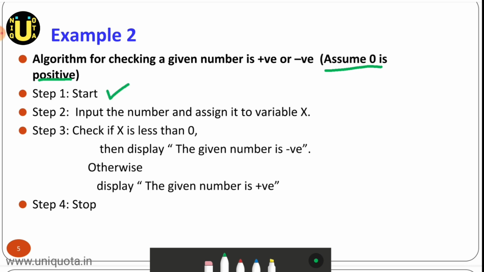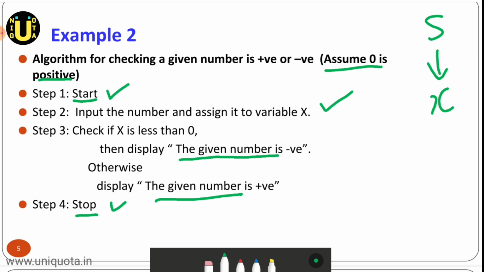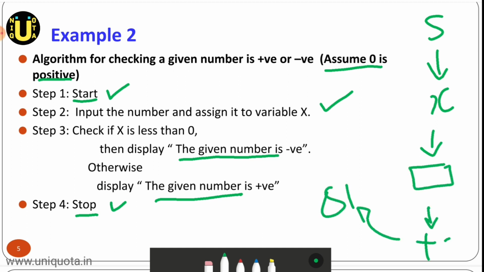So step 1, you are starting. I've already mentioned start and stop are there, so you can see here. Then step 2, input the number and assign it to variable x. So you started, then took the number, input the number as x, check if x is less than 0, then display the given number is negative, otherwise display the number is positive. That's it. If and else will come in the future, but just for the algorithm, just check it. It will check here, then it will report if it's positive or negative, then it will stop. Okay, this is an algorithm for checking whether a given number is positive or negative.